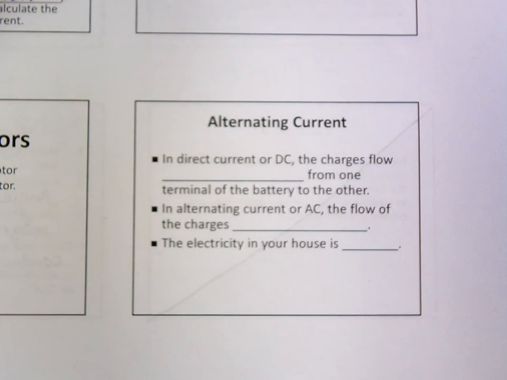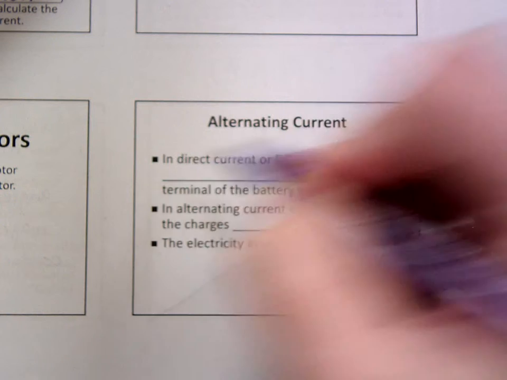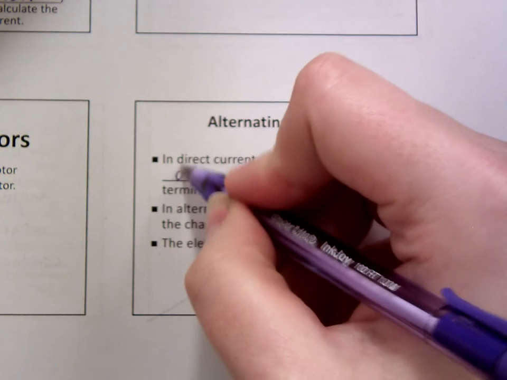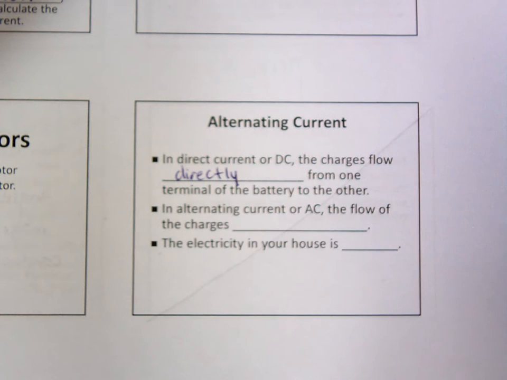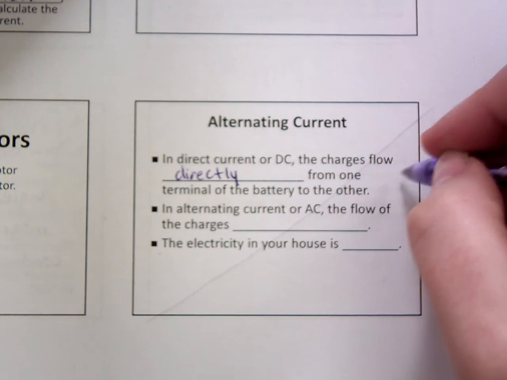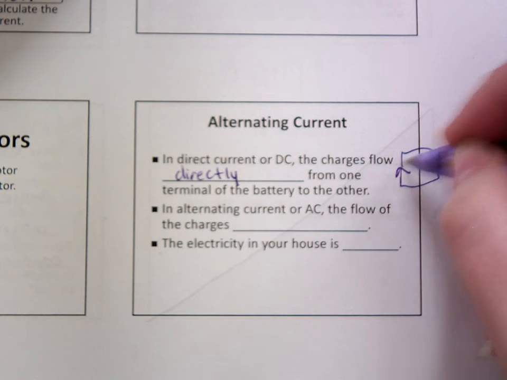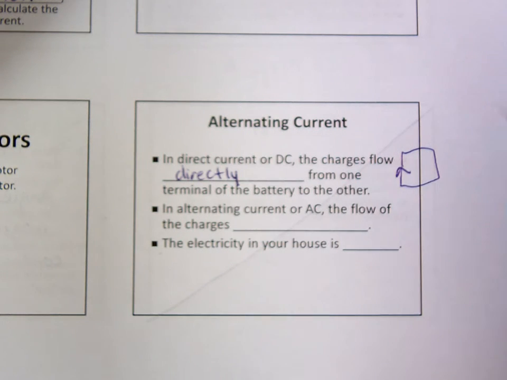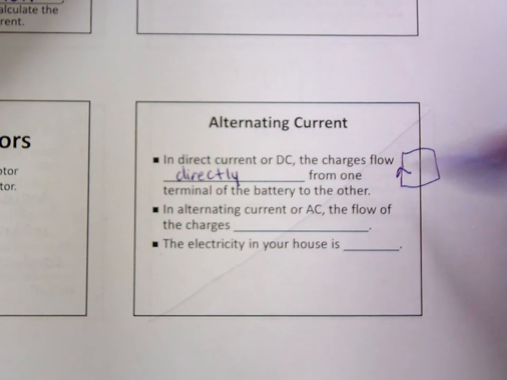Now, when we were building circuits, we were using direct current. Direct current is when the charges in the conductor flow directly from one terminal of the battery to the other. It means they only go in one direction. Now, I just drew this to show that it's only one direction, but they would actually go from one side of the battery through the circuit to the other side.